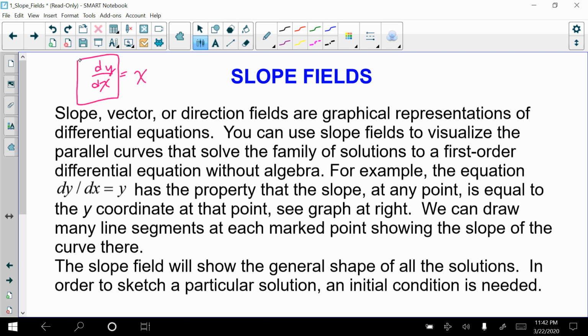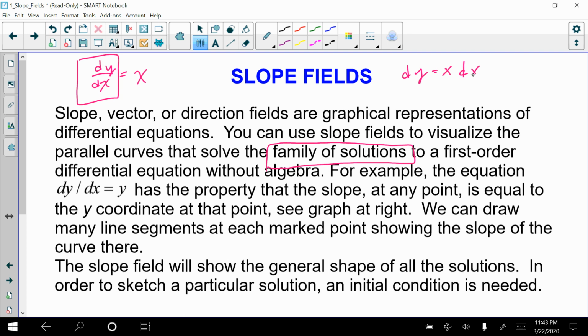Now, the slope field is going to identify the set of solutions for a family of solutions. Now, what does that mean? Well, let's say, for instance, that we have a differential equation. Let's just take the one that we have here and solve it, let's get dy by itself. So I'll do it over here on the right side. So dy would be equal to x times dx.